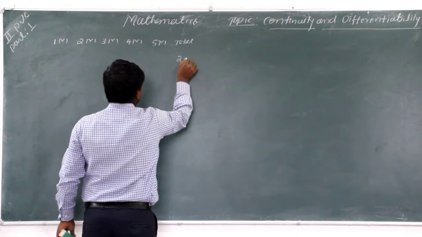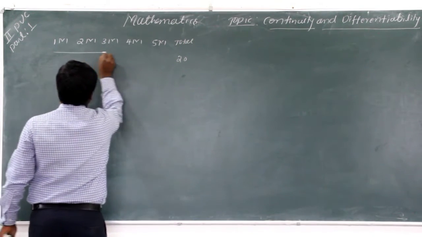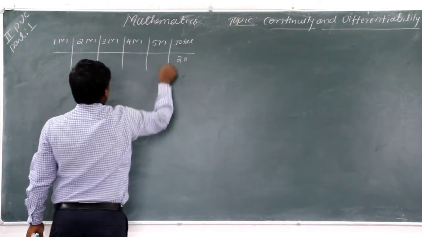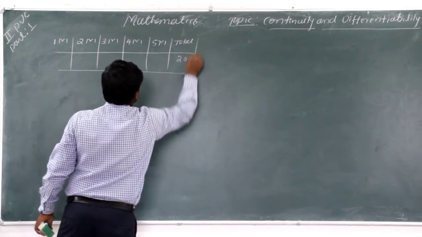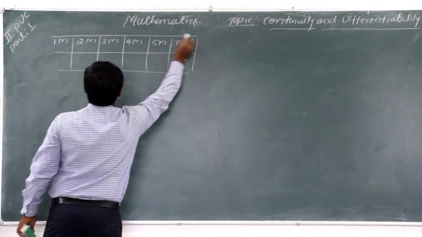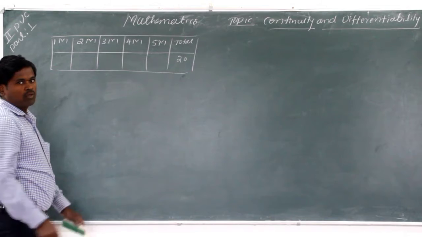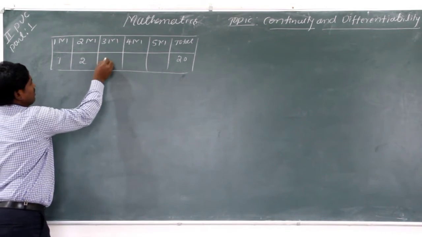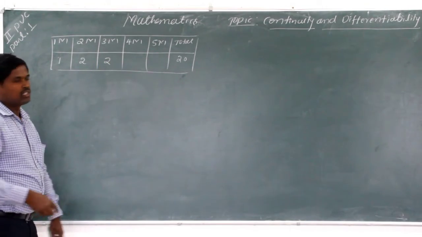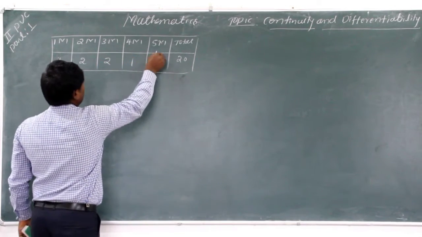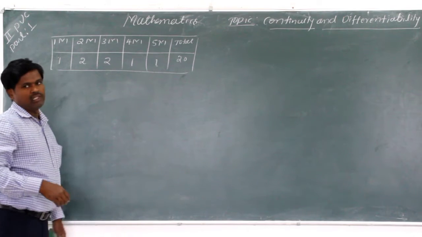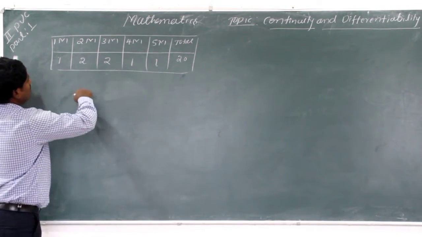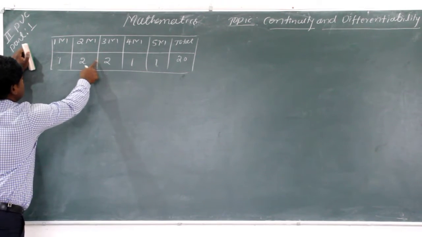Total 20 marks. So this topic is for 20 marks for your second quiz. That indicates how important it is. See here, 1 mark problem, 1 question is there. 2 marks problem, 2 questions are there. 3 marks questions, that is also 2 questions. And 4 marks question is 1 and 5 marks question is 1. So totally, this is for 20 marks.